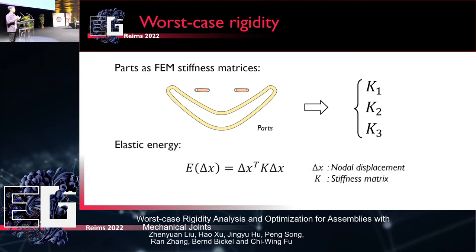After that, we can define the elastic energy. Also, this is just standard. We model the elastic energy induced by the nodal displacement, denoted here as delta x, as a quadratic function of the nodal displacement. Everything up to here is just standard.